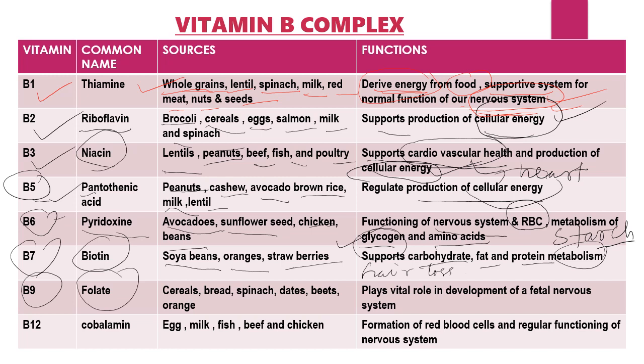B9 is called folate. It is present in cereals, bread, spinach, dates, beets, orange. It plays a vital role in the development of fetal nervous system. B12 is commonly known as cobalamin. It is present in egg, milk, fish, beef, and chicken. Its function is formation of red blood cells and regular functioning of nervous system.